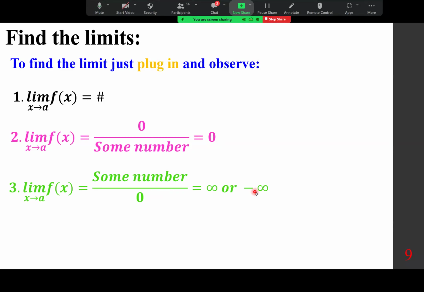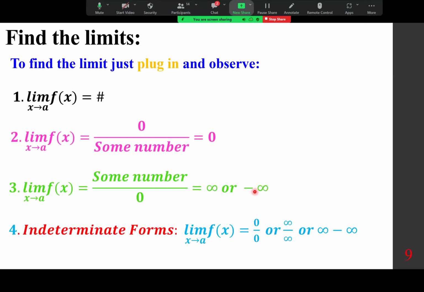However, in calculus, most of the time we end up with a form known as indeterminate forms, such as 0 over 0, infinity over infinity, infinity minus infinity. 0 over 0 or infinity over infinity doesn't mean it's equal to 1. Infinity minus infinity doesn't mean it's equal to 0. Could be any number. That's the meaning of indeterminate. And to me, indeterminate means more work.